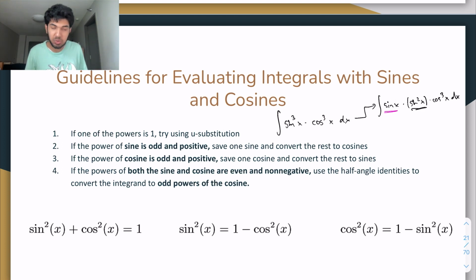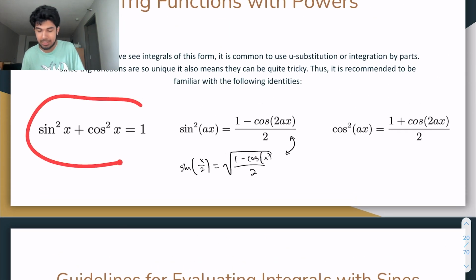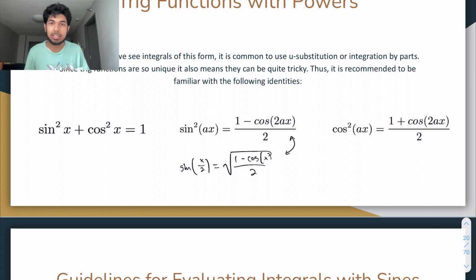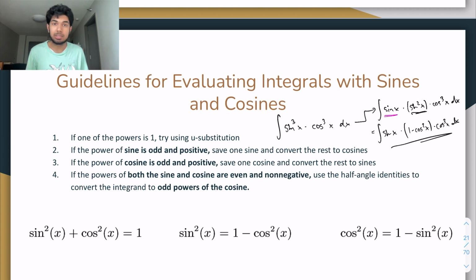We see a sine squared x. We can convert it to cosines by using this identity here, where sine squared x is 1 minus cosine squared x. So this would be equal to the integral of sine of x times 1 minus cosine squared x times cosine cubed x dx. And this final integral is much easier to solve, actually. You can distribute the cosine, multiply the sines through, split it up into two integrals, and actually do u-substitution to solve them. We'll see a problem similar to this a little bit later.